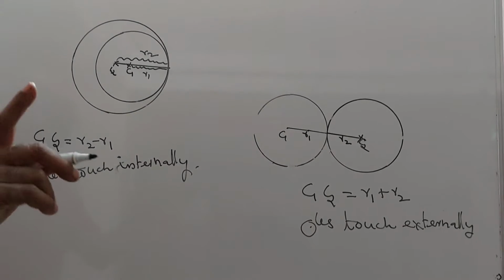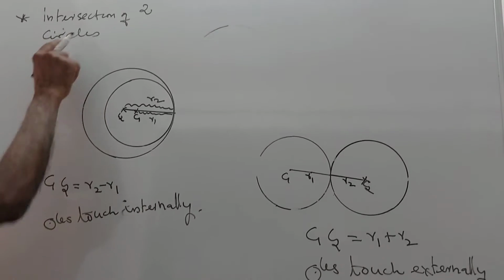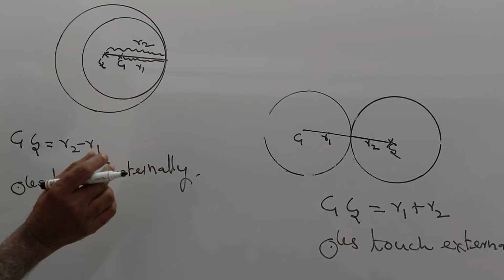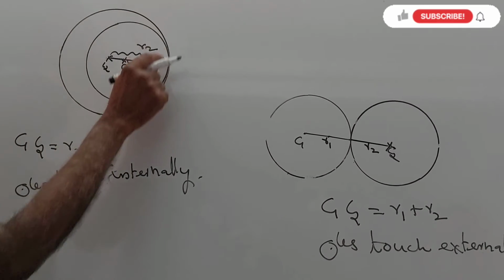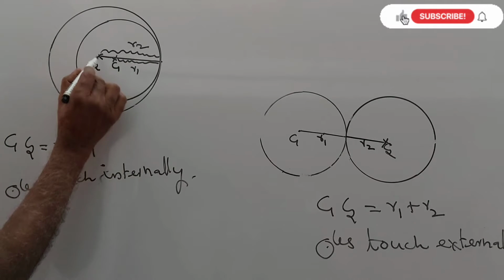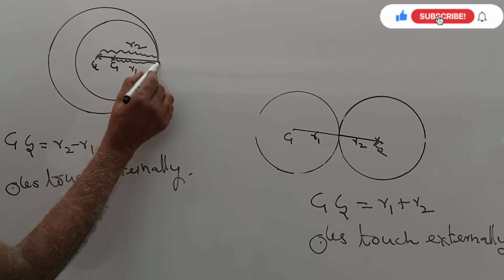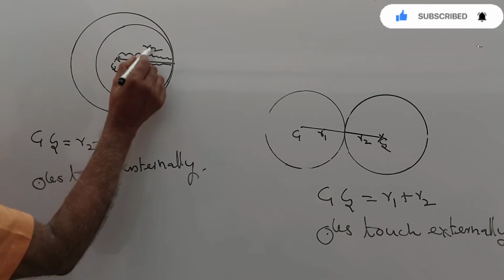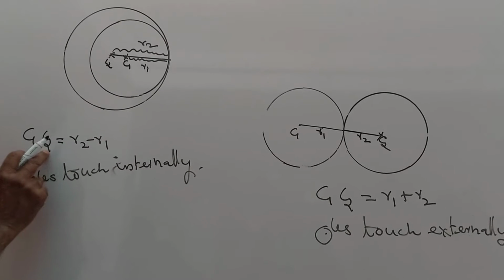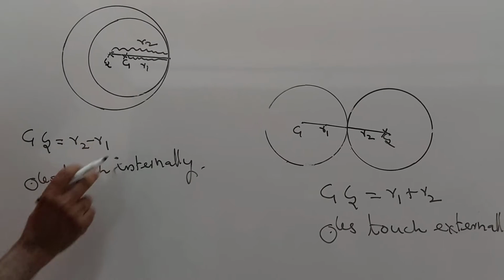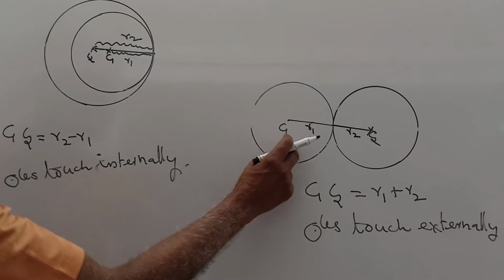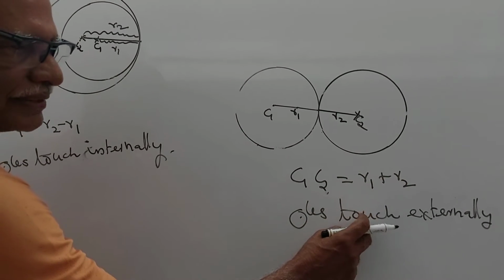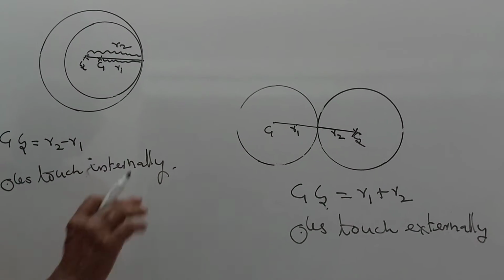We consider one more case of intersection of two circles. One circle inside the other and they touch. So this circle touches the external circle. You can see C2 has radius R2, C1 has radius R1, and this C1C2 is simply R2 minus R1. So here C1C2 is the difference of the radii, and the circles touch internally. If C1C2 is the sum of the radii, the circles touch externally. So this is the situation.